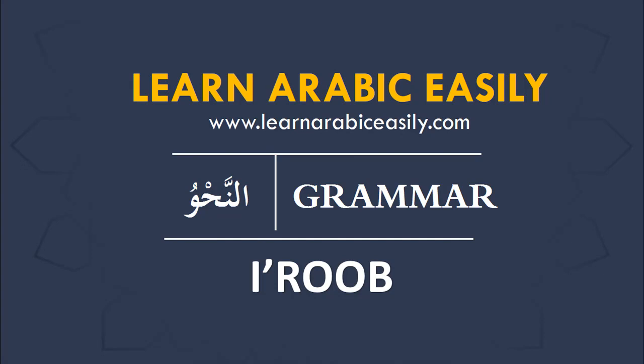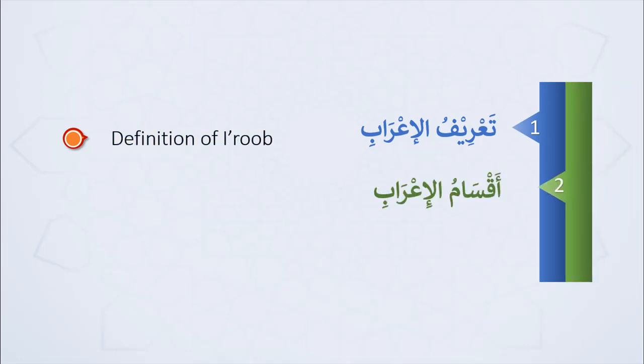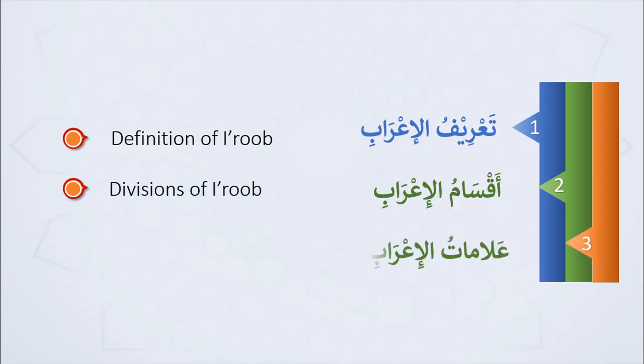Assalamu alaikum. You're welcome to grammar class, and today our topic is Al-Irob. Let's get started. We're going to learn Ta'rif al-Irob, that is the definition of Al-Irob, and we're going to learn Aqsam al-Irob, that is the division of Al-Irob, and we're going to learn Alamat al-Irob, that is the signs of Al-Irob. Let's get started.